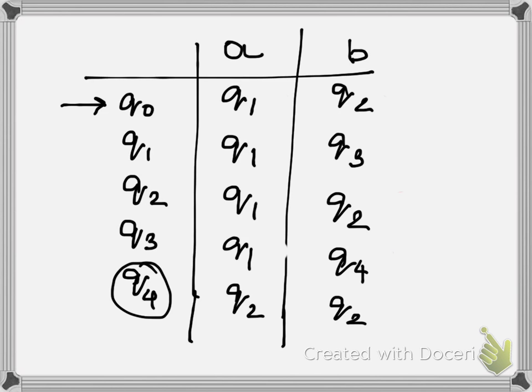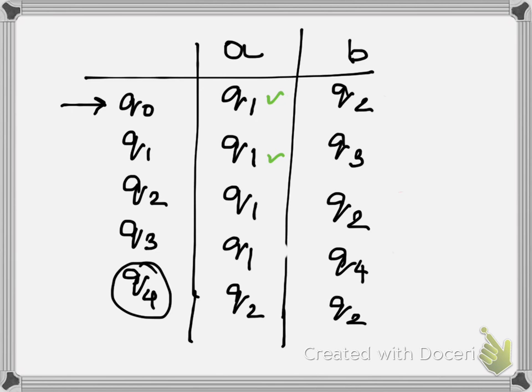So Q0 and Q1, let us say. Q0 on A goes to Q1. Q1 on A also goes to Q1. Fine. So these two are equivalent.